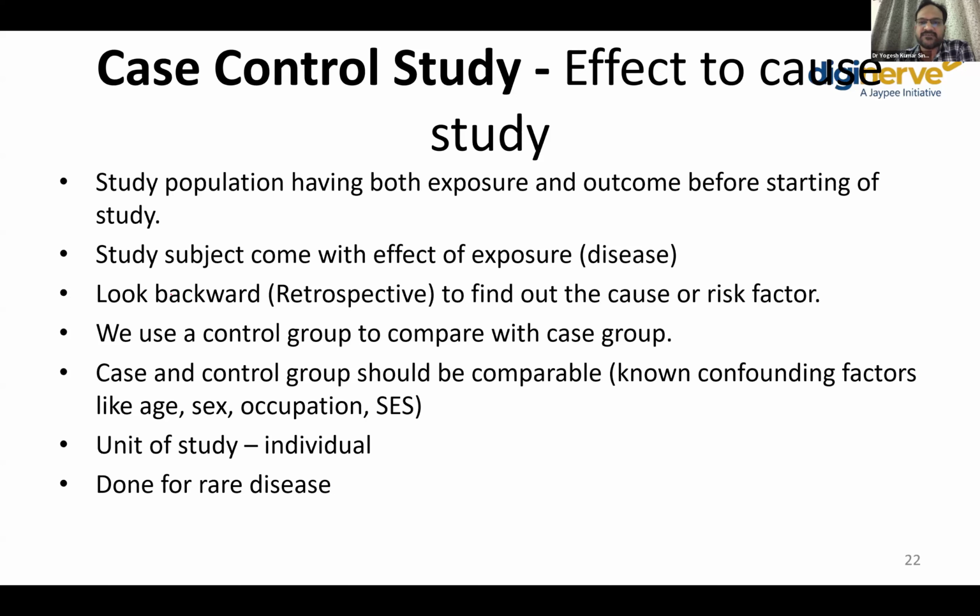So this is how retrospective studies work. We should take a control group which is comparable. Comparable means the age, sex, occupation, or socioeconomic status should be the same as the case group. So cases and controls should be comparable.